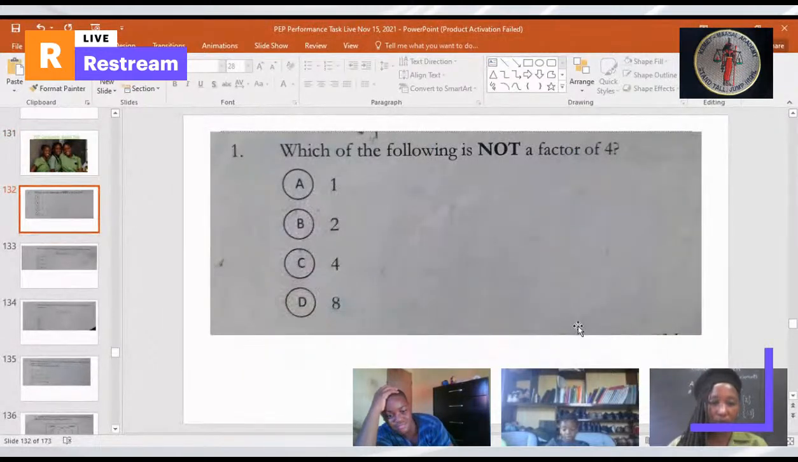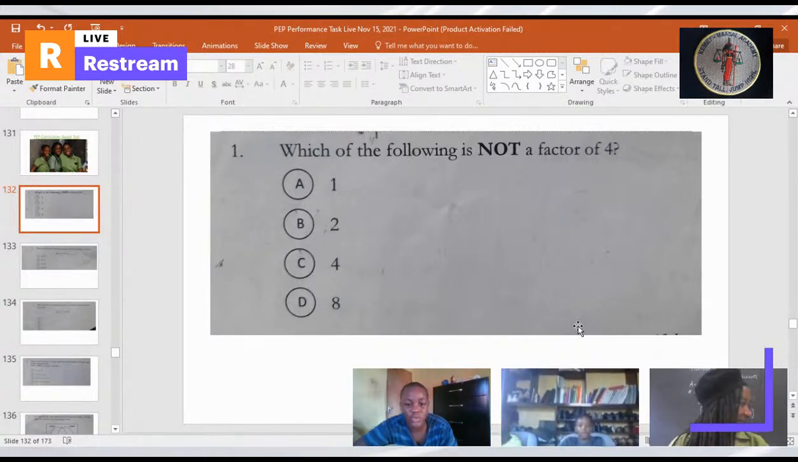I'm going to ask Jer to start off by reading question 1. Which of the following is not a factor of 4? A, 1; B, 2; C, 4; D, 8. What's your response to that, Jer? Miss, 8. Amari also says 8. Okay, so Amari is agreeing with Jer, he's saying 8 as well.